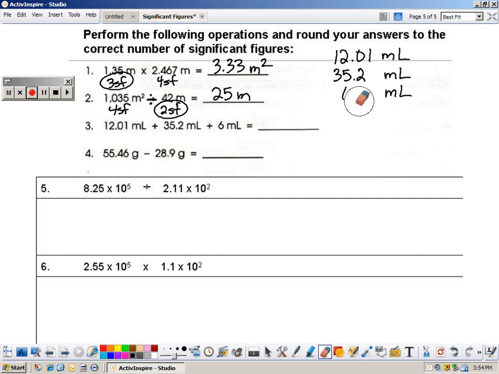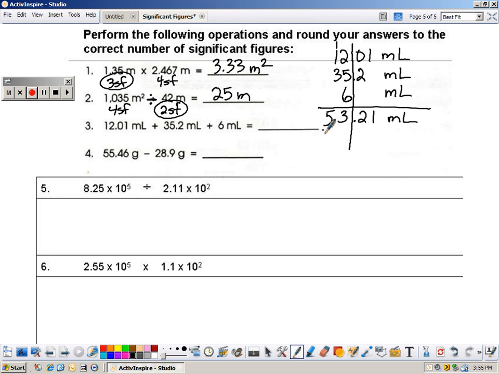But I'm going to take the decimal out because that will imply that we have to leave it in when we round. Okay, so we'll perform the operation. We get 53.21 milliliters. Okay, so we round to the lowest number of places, or the lowest number of decimal places. Well, the lowest number of decimal places here is no decimal. So we are going to round there, basically to the nearest whole number.